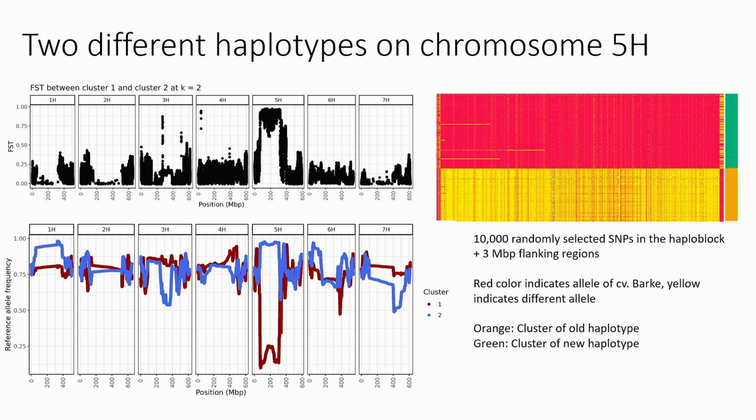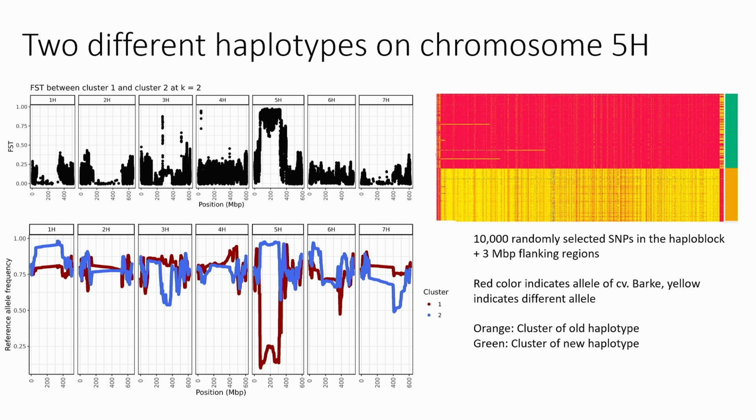And this is also illustrated on the right, where you can see 10,000 randomly selected SNPs in this region. 250 MB is the size of this region, plus 3 MB flanking regions on the left and on the right. And you can see that the cultivars at the top of this plot, these are the newer cultivars, and they all carry a red allele, and red means Barke, whereas the older cultivars at the bottom carry a different allele indicated in yellow.